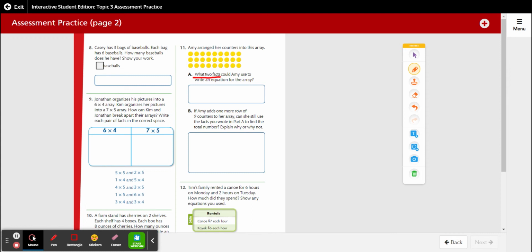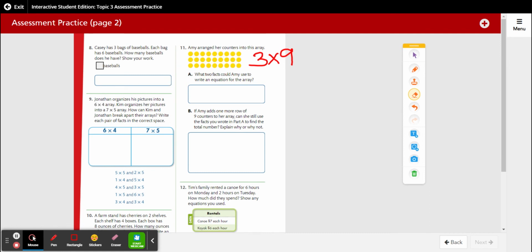So how many groups? 1, 2, 3. So our first factor is 3. How many in each group? 1, 2, 3, 4, 5, 6, 7, 8, 9. So this is 3 times 9. But it's asking us what 2 expressions. So that means that I need to break apart this array.